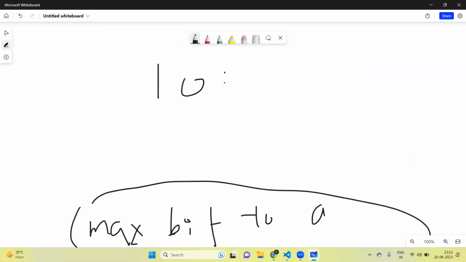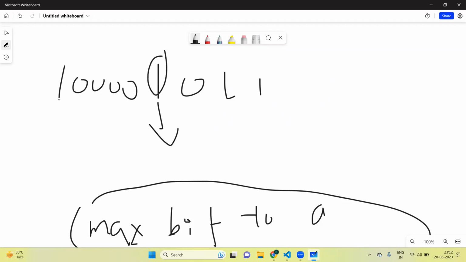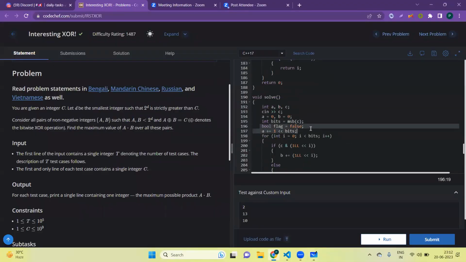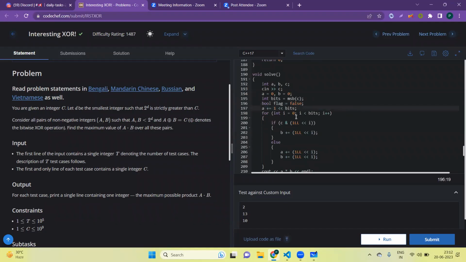Suppose 1011 and 0000. So in this number, the most significant bit is this one. And if we have another bit set here, then the most significant bit will be this one. So that is the most significant bit. That's how we declare a most significant bit. And initially, as I told you, the most significant bit will go to A.